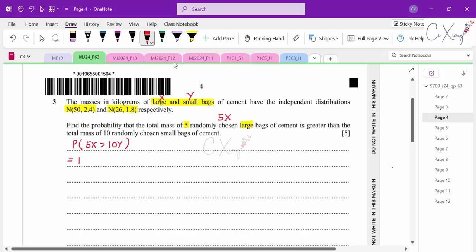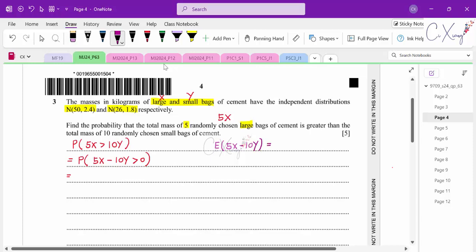Okay, so for 5X greater than 10Y, you cannot calculate the probability in this way. You have to move all the variable to one side. So that means you're having 5X minus 10Y greater than 0. Okay, so before you can calculate this probability, I have to figure out what is the mean and also the variance and distribution for 5X minus 10Y.